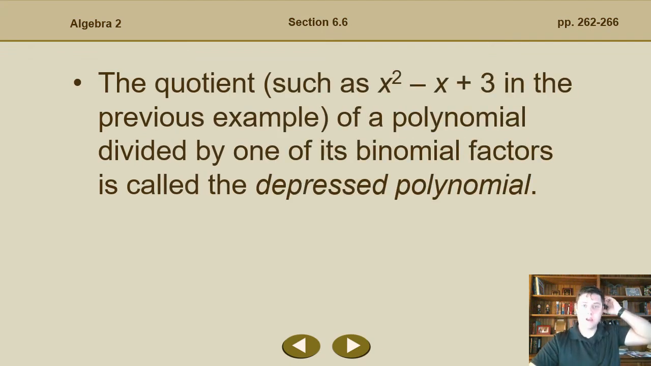The quotient, such as x squared minus x plus 3 in the previous example of a polynomial divided by one of its binomial factors, is called the depressed polynomial.